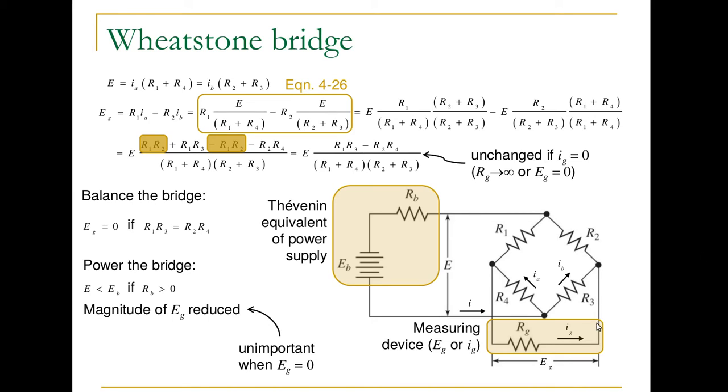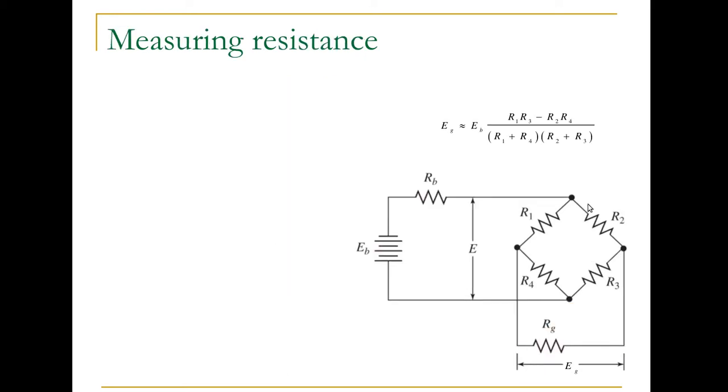Strain gauges are often used in Wheatstone bridges. Those are transducers that change resistance with changes in strain, and the change in resistance is very small. And so a Wheatstone bridge is used to increase the sensitivity of the transducer. And we can use this to measure resistance in a balanced bridge.